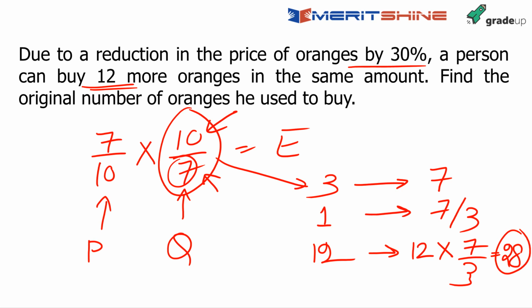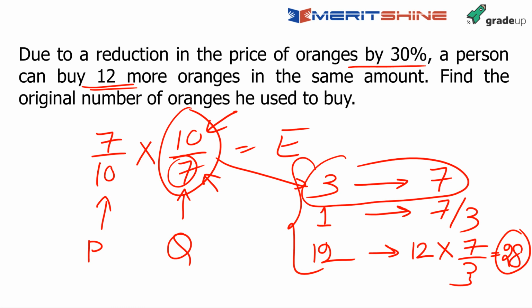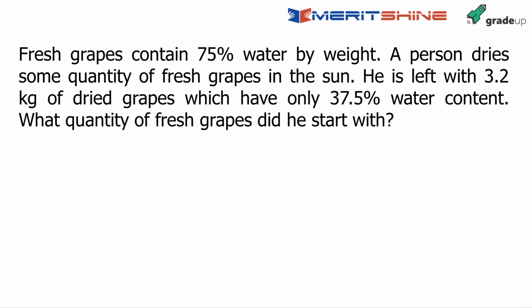That's your answer. Now I have just shown it to you. Do not do this 3, 1, 12 step by step, you are not kids. The moment you see this, for a change of 3 the difference is 7, so for a change of 12 the difference will be 28. If the difference for 3 is 7, then for 12 what would you do directly? 12 into 7 by 3. It becomes 28 and that's your answer for this question. Let's move forward and look at the next one.